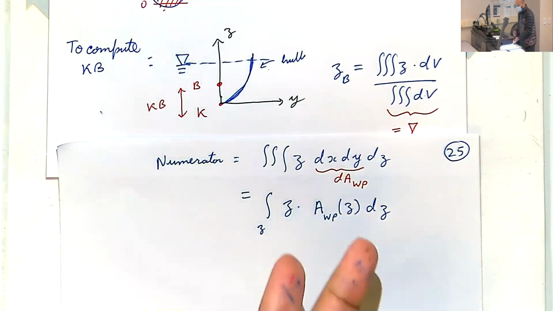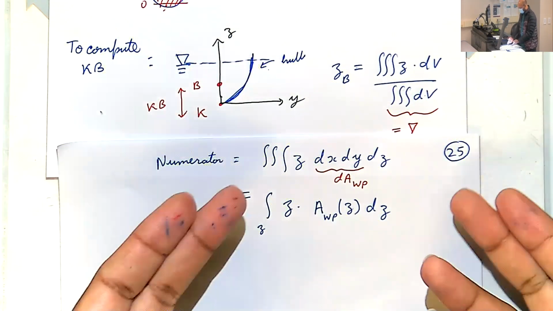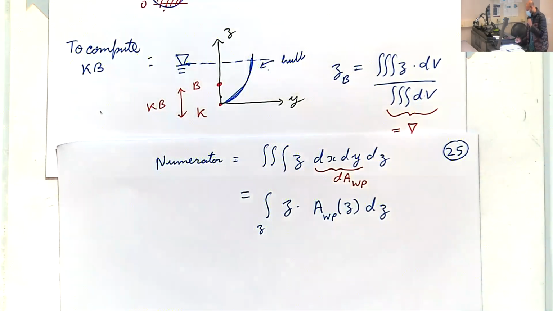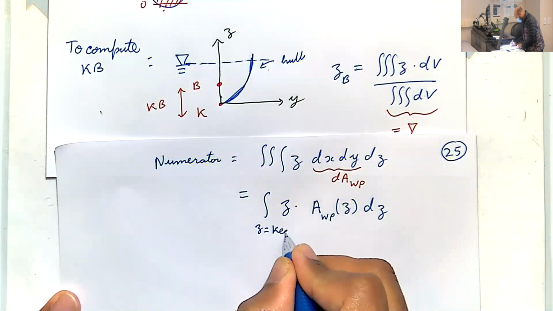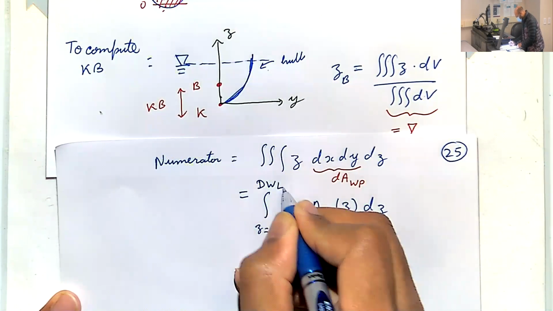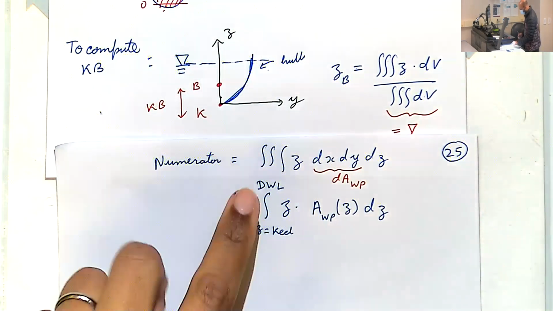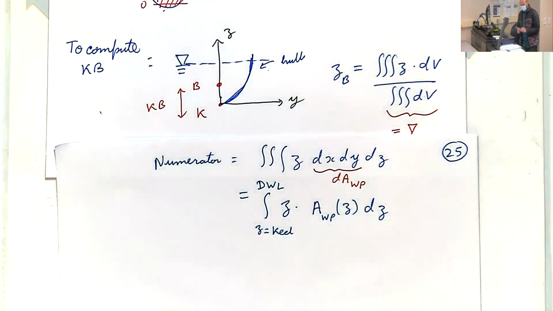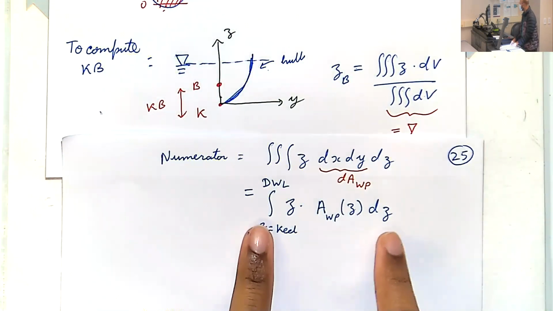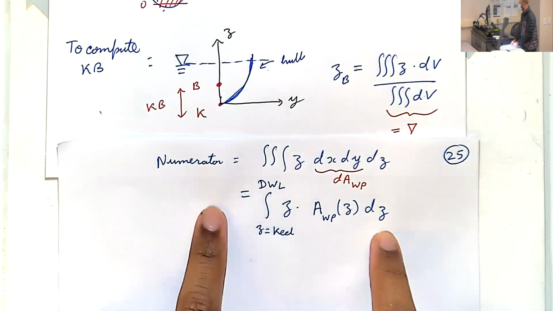And this is similar to what we did for the area integrals. We simplified the double integral to a single integral first. Same thing here. We simplify a triple integral to a single integral. Z goes from the keel to the deck water line. Does that make sense? What we're doing here? If you know this, would you be able to do numerical integration using the trapezoidal rule for the numerator?